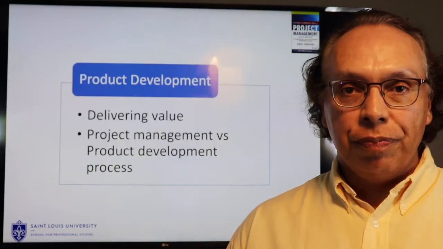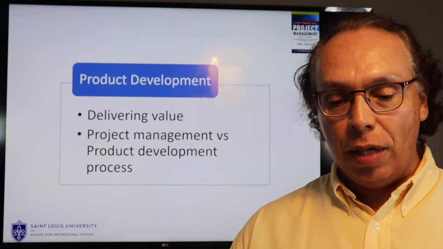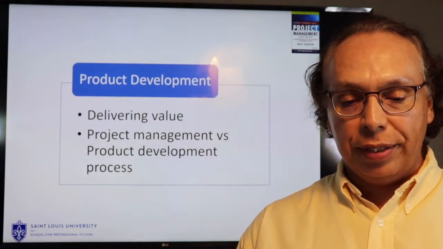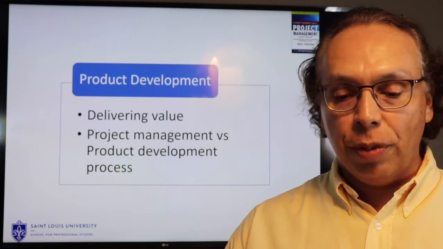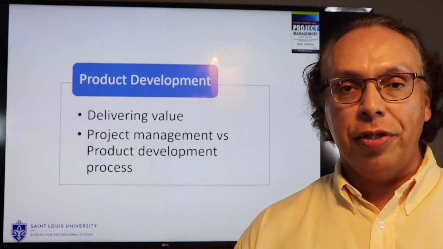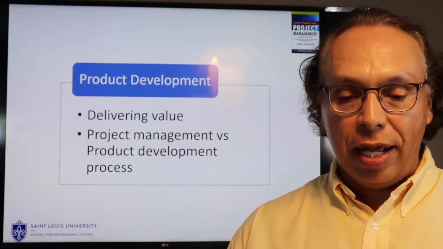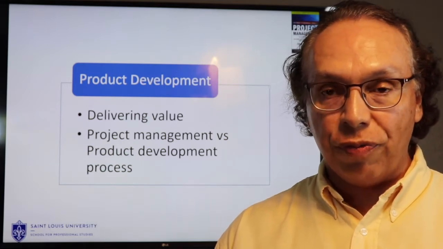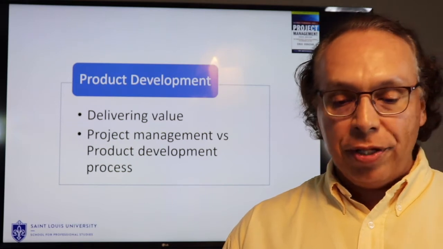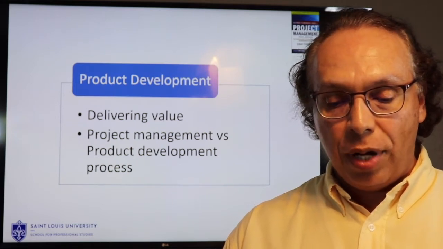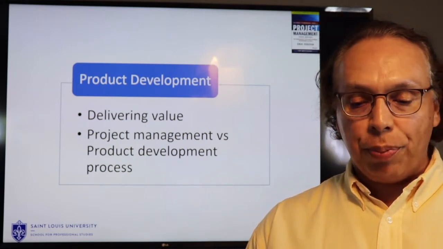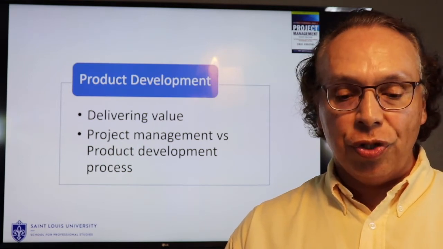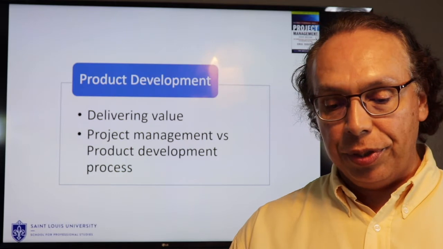In Verzoo, he focuses this week on product development, delivering value versus triple constraints. Traditional project management focuses on the triple constraints. Agile focuses on delivering value more frequently. Project management versus product development processes. Product development processes, methodologies, or frameworks ensure that we build the right product and build it correctly.